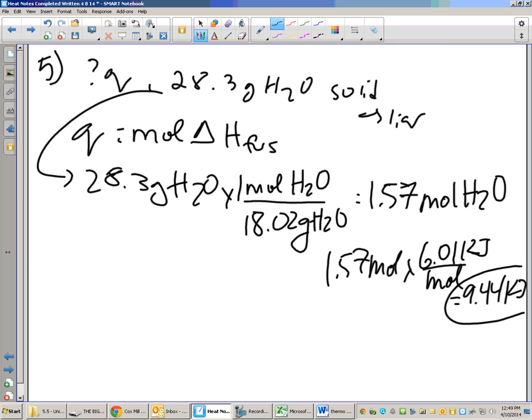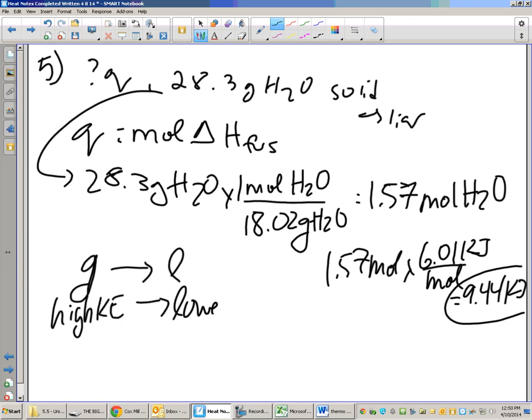Any more on problem set 17? Yeah, Maitland. Is number 4C, which is condensation, endothermic or exothermic? Condensation goes from gas to liquid. Gases have a lot of energy, right? This has high kinetic energy. Liquids have lower kinetic energy.